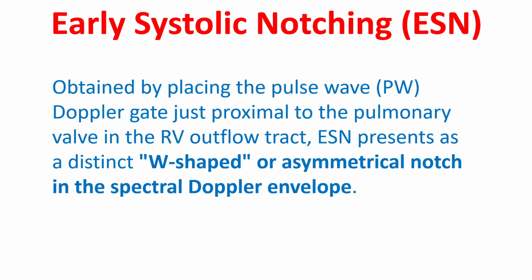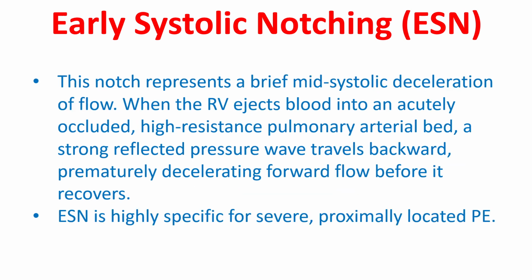Early systolic notching, obtained by placing the pulse wave Doppler gate just proximal to the pulmonary valve in the right ventricular outflow tract. Early systolic notching presents a distinct W-shaped or asymmetrical notch in the spectral Doppler envelope. This notch represents brief mid-systolic deceleration of flow.